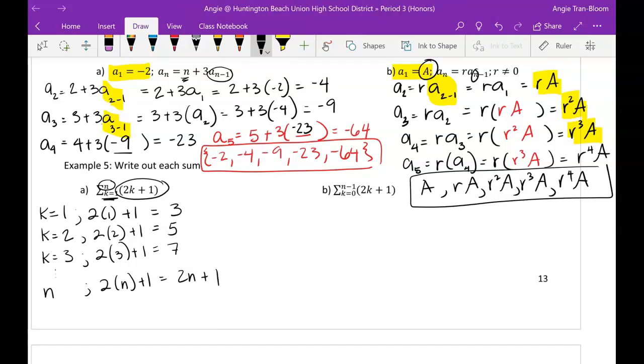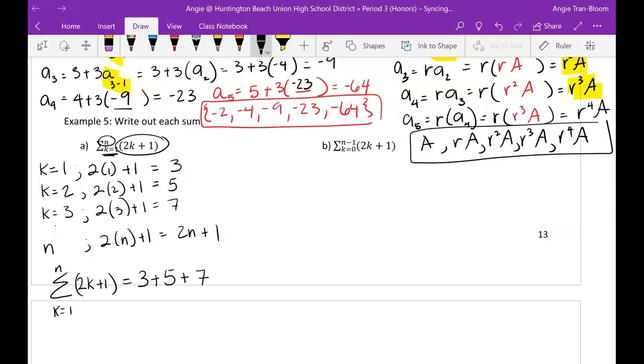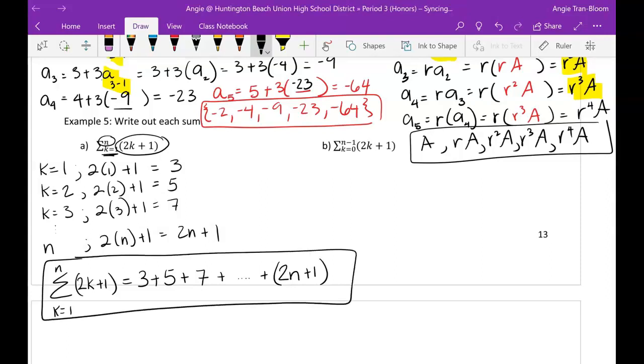So it says here, write out each sum. Okay. So we have the summation, k starting at 1, it ends at n, and here's a formula for that summation. Write it out, meaning this: 3 plus 5 plus 7 plus, so everything in between, since I can't write them all. And the last term, because it ends at n, you do have to put it in terms of n in a quantity. Okay, and this, my dear, is the final answer and how you write it out.